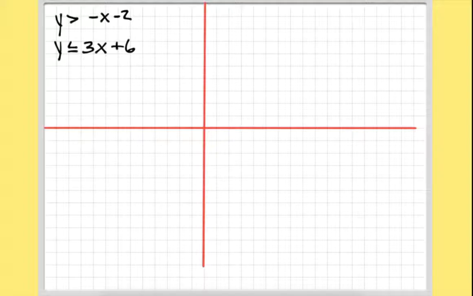So we notice that if y equals negative x minus 2, our y-intercept is negative 2, and our slope is negative 1. So we have a rise of negative 1 over 1, which means we're going down 1 and over 1. Or we can go up 1 and back 1 so that we have a negative or a downhill slope. So let's graph our line, and again we want to make it dotted because it's less than and not less than or equal to. So there's our first equation.